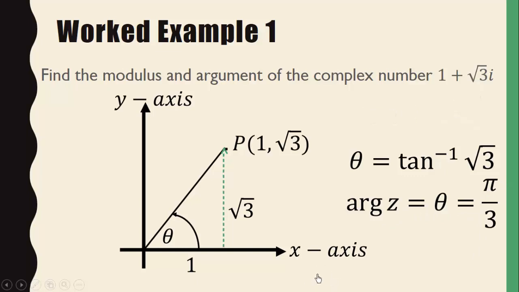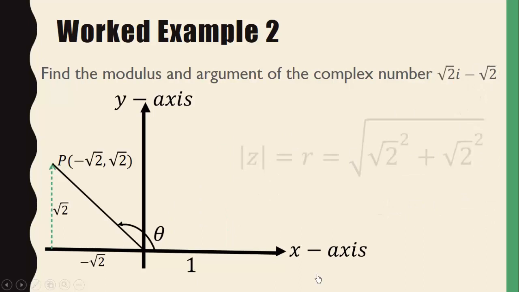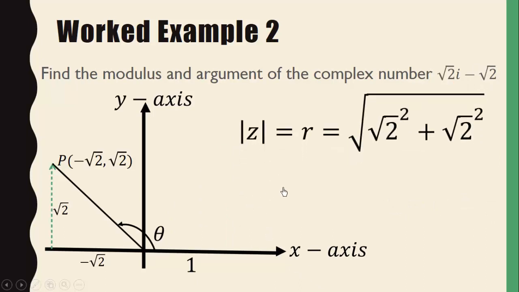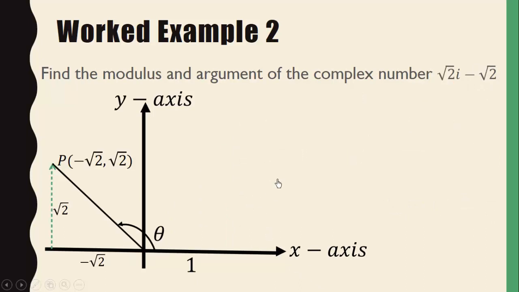Now that's the first example. Let's take another one. We are finding the modulus and argument of the complex number root 2i minus root 2. We can illustrate this on the Argand diagram, as you can see. This is the real part, and this is the imaginary part, which is root 2 units.